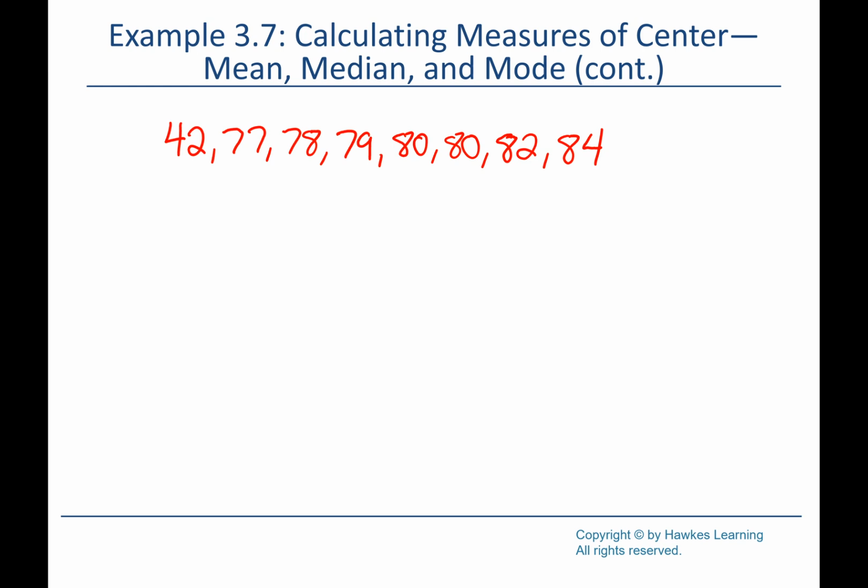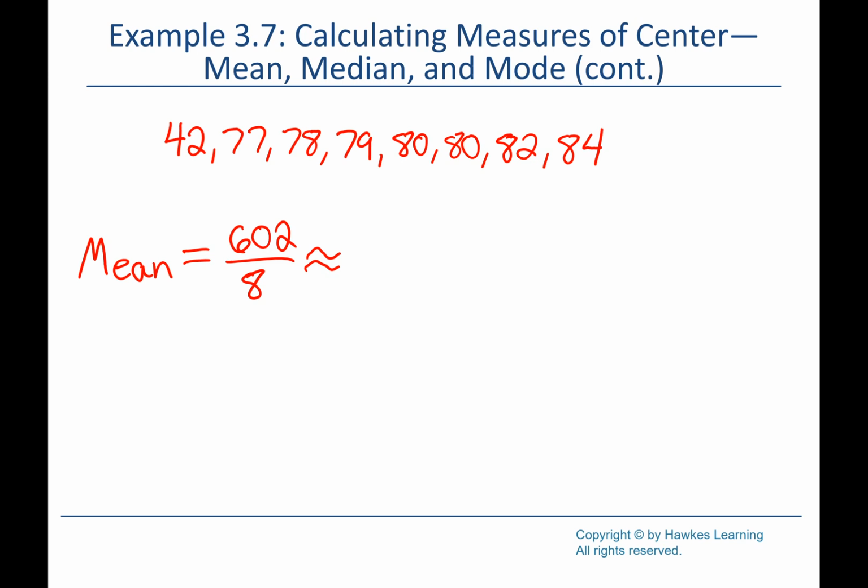Okay, so as I copied them over, I went ahead and put them in order for us. We know we need that for finding the median. It can also help us finding the mode. So here first, we want the mean. In order to find the mean, we add our data values up, divide by how many we have. 42 plus 77 plus 78 plus 79 plus 80 plus 80 plus 82 plus 84. We'll give it 602. And then if you count, we have 8 data values. We're going to divide by 8. Okay, on my calculator, that gives me 75.25.